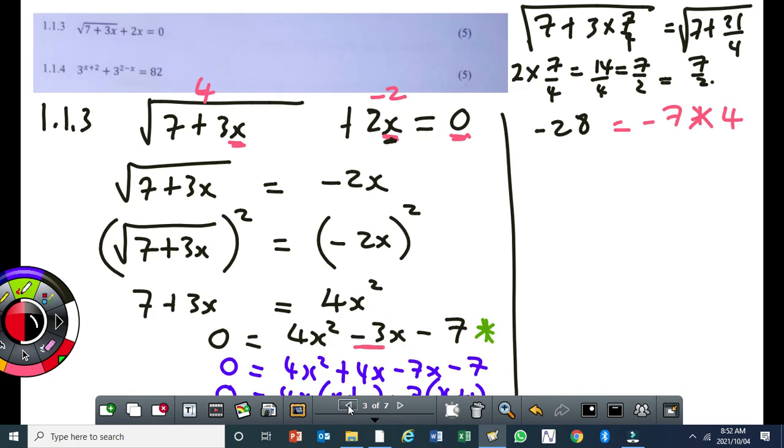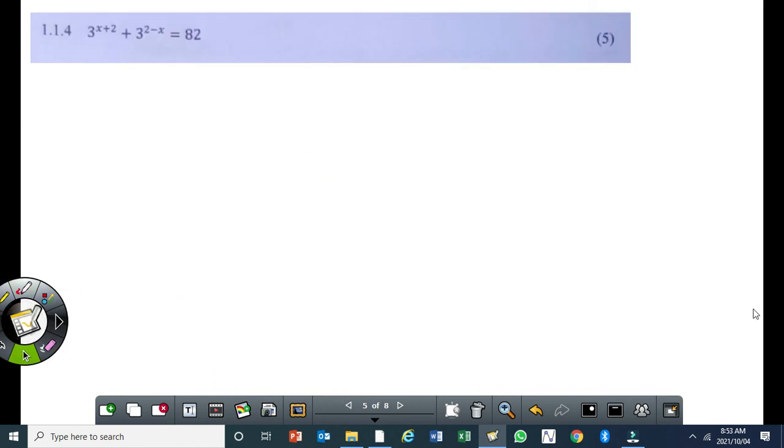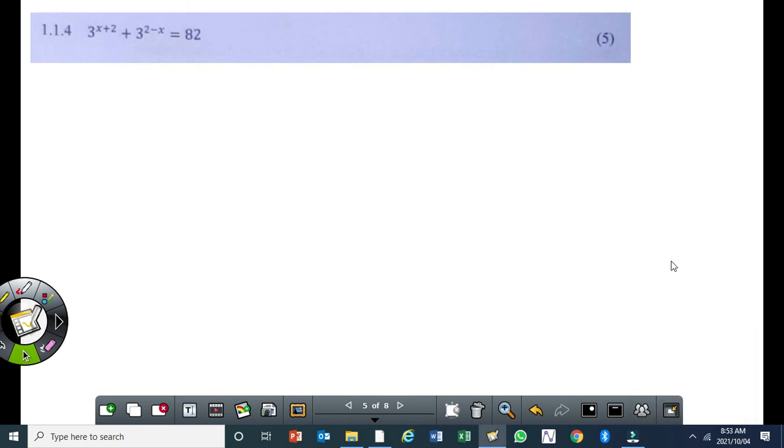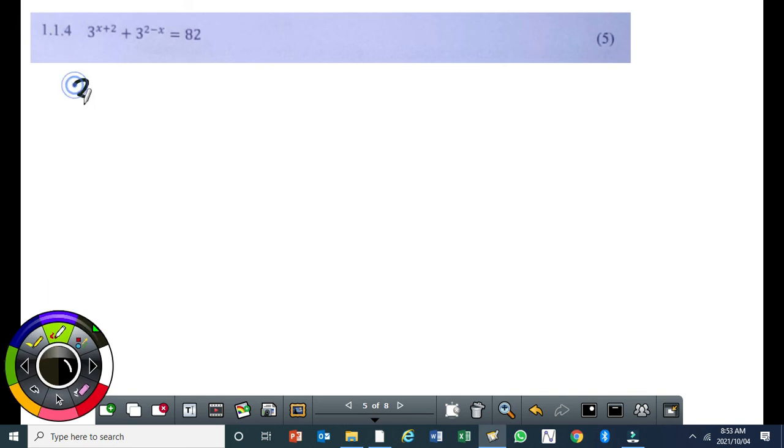Then the next question is the exponential equation. Just give me a second. I'm going to try and make it as easy as possible. So the question is 3 to the power of x plus 2 plus 3 to the power of 2 minus x is equal to 82.